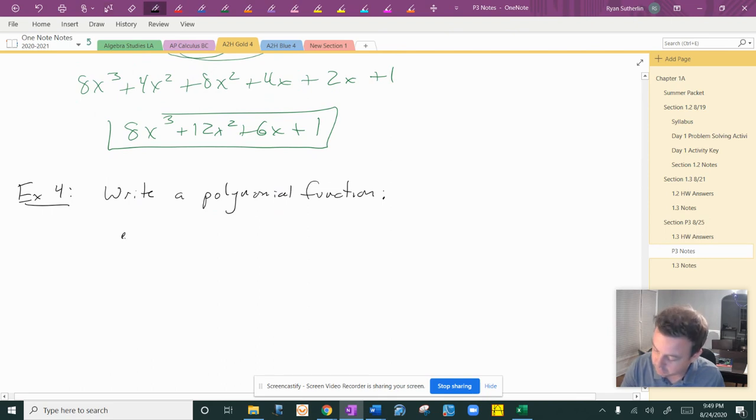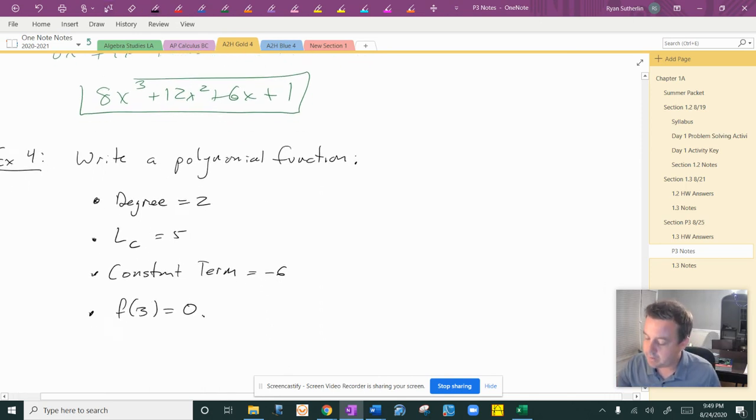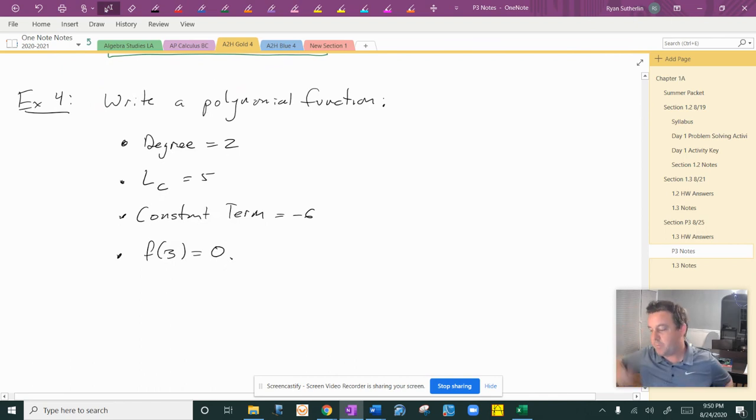So first, the degree is 2. The leading coefficient is 5. The constant term is negative 6. And in your function, you know that f of 3 is 0. So what I would like you to do is use those 4 pieces of information and see if you can write a polynomial function that fits those characteristics. So again, pause the video, and I'll come back and go through it with you.